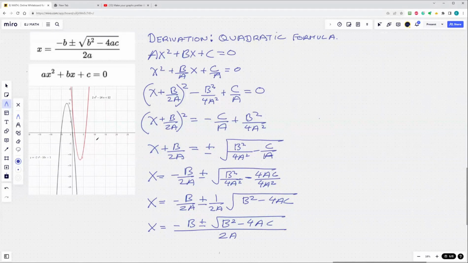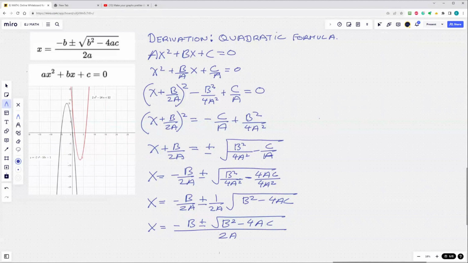And in this case, they have real roots. If they don't have real roots, then the curve will not be touching the x-axis. It will be floating above the x-axis and then floating below. Those are for imaginary roots. But you can get real and imaginary roots using the quadratic formula.